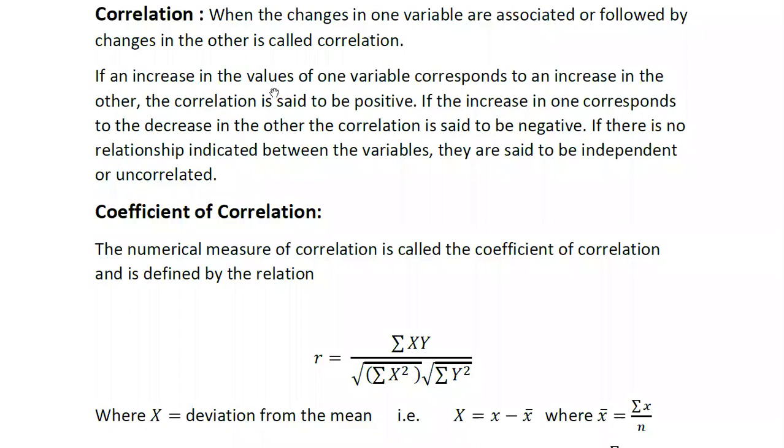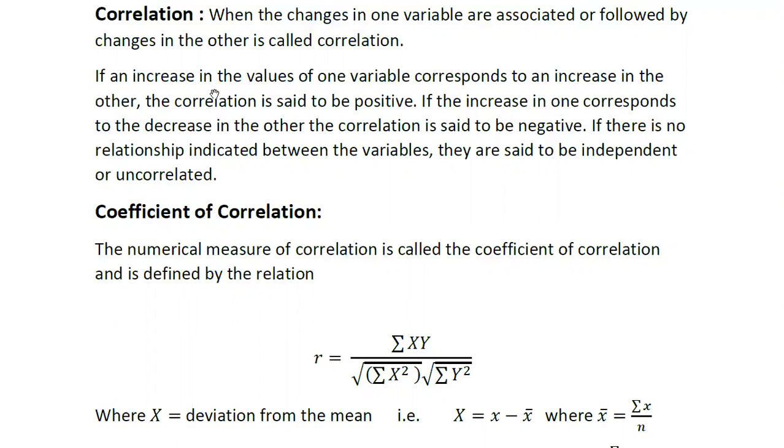If an increase in the values of one variable corresponds to an increase in the other, the correlation is said to be positive. If the increase in one corresponds to the decrease in the other, the correlation is said to be negative. If there is no relationship indicated between the variables, they are said to be independent or uncorrelated.